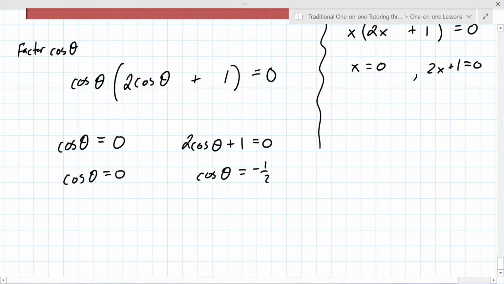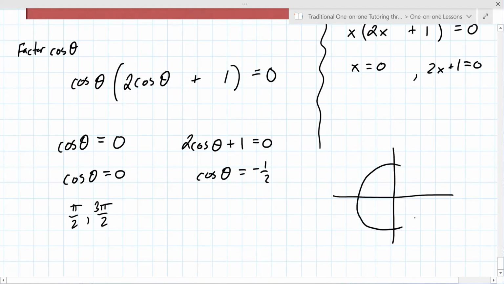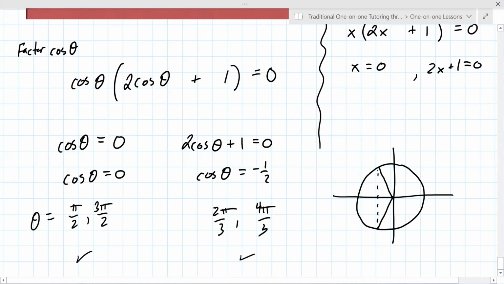And from here, there's no patterning of answers. Cosine of theta is 0 at pi over 2, 3 pi over 2. Could be that there's only one answer, could be that there's more than one answer. Cosine theta equals -1/2. It's the x value. So the x value there and there are -1/2. So that's 2 pi over 3 and 4 pi over 3. And so these are all answers. Notice we didn't have a 1/2 theta inside, so we don't have to modify the answers at all.